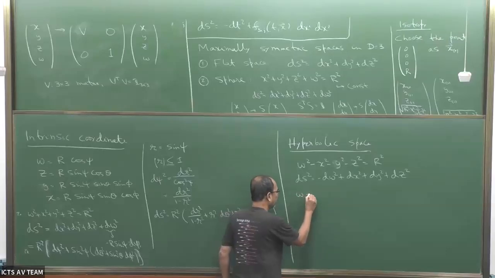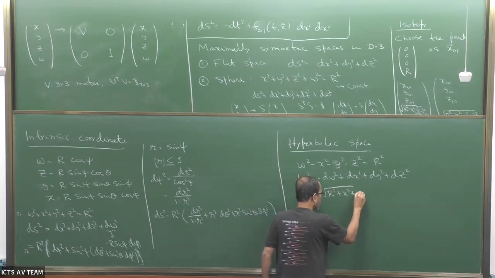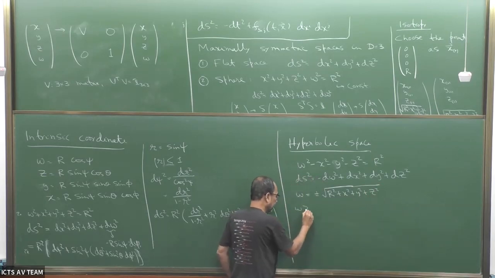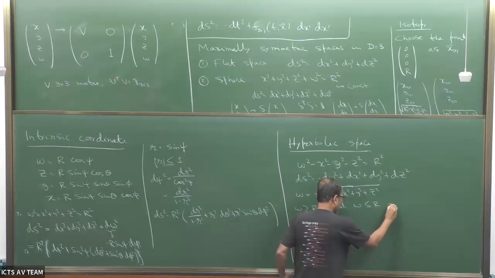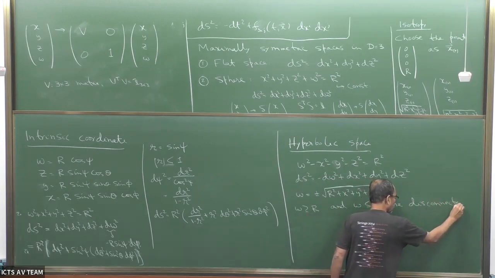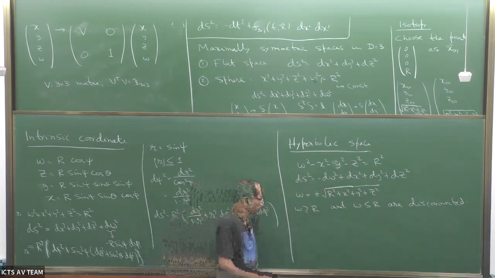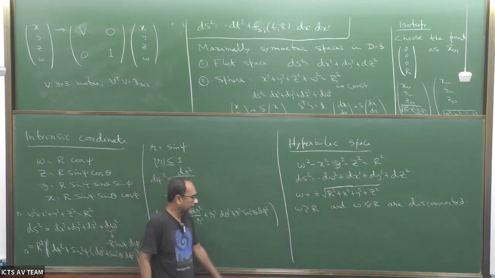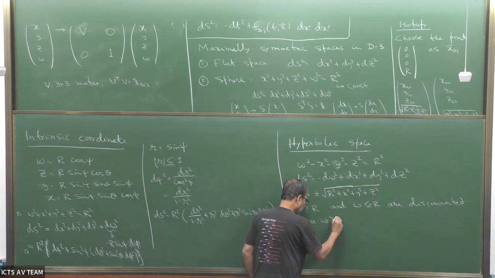So you can see that W equals plus or minus the square root of R square plus X square plus Y square plus Z square, right? So W greater than or equal to R and W less than or equal to minus R are disconnected. They are of course isomorphic, they look the same. So we'll just choose one connected component, the W greater than or equal to R component.